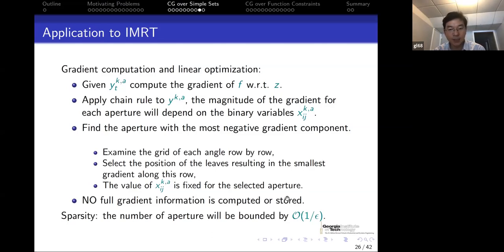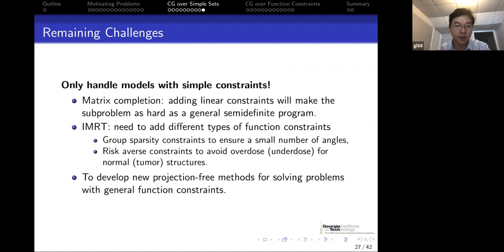The number of apertures that we are going to have will be bounded by order 1/epsilon. So even though the potential number of apertures is huge, the solution that we obtain is bounded by 1/epsilon. Okay, so that can be used to address this huge dimension problem in IMRT. Okay, so then what are the remaining challenges that we can see? With a very simple algorithm, it seems that we address most of the challenges that we point out in the beginning.